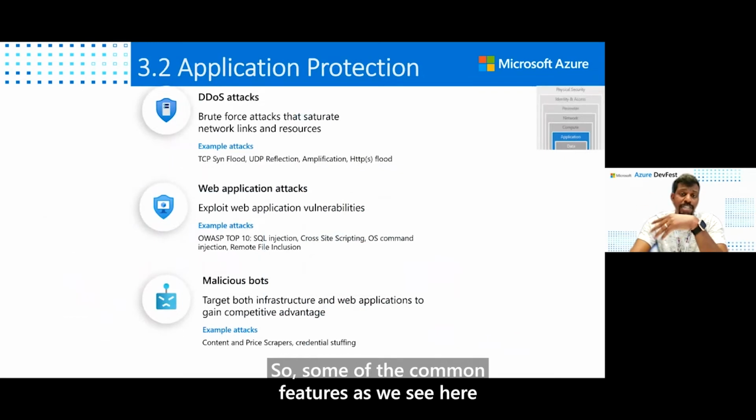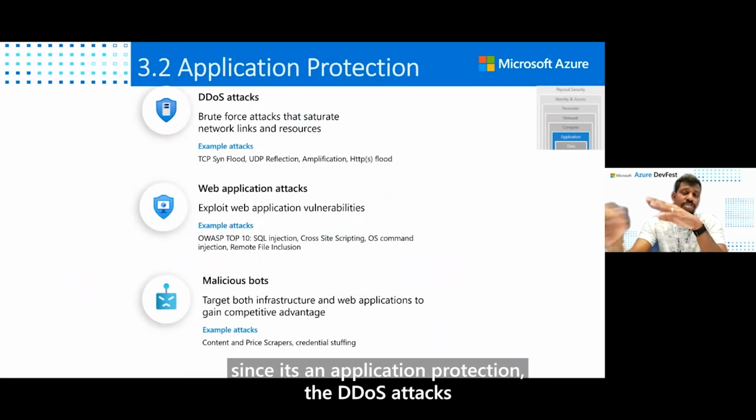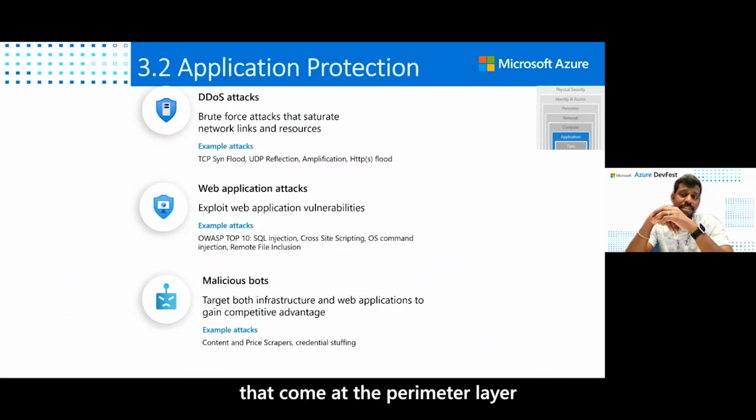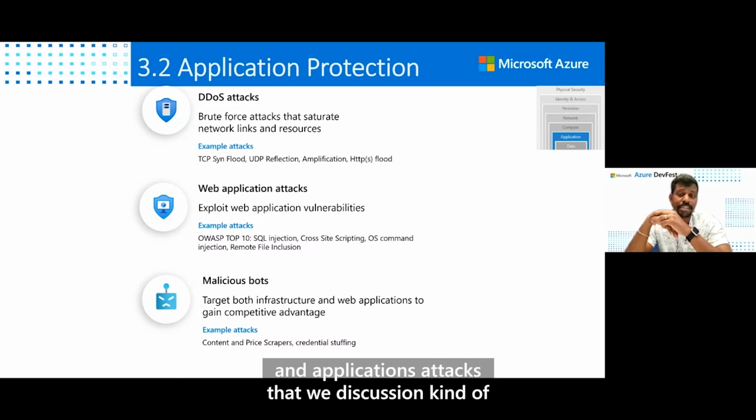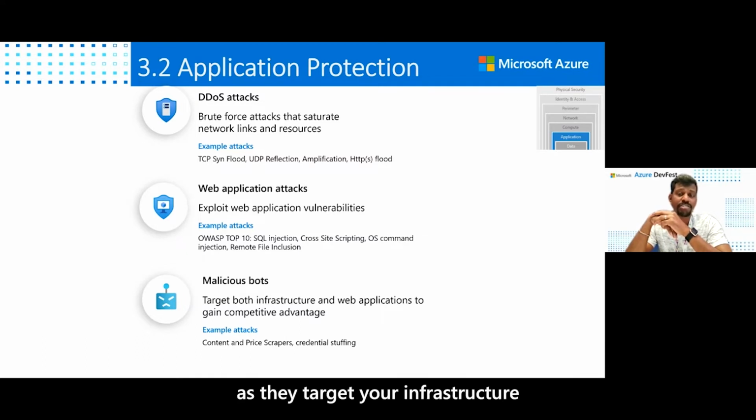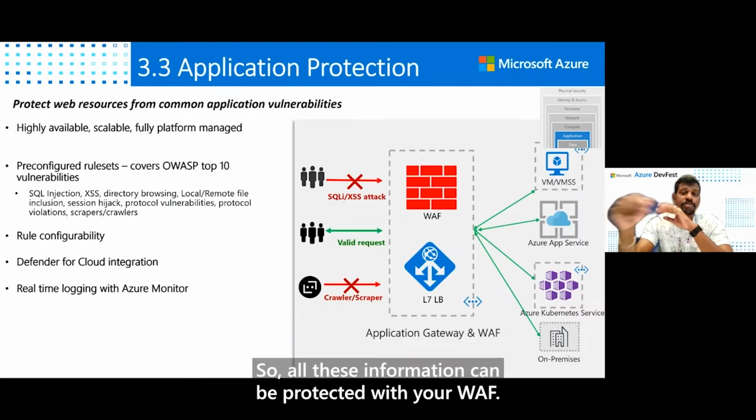Some of the common features we see are application protection, including DDoS attacks, which of course can come from the perimeter layer, and the application attacks we have discussed, such as cross-site vulnerabilities. And miscellaneous bots are quite common nowadays. They target your infrastructure as well as your web application to gain access to your data and information. All of this can be protected with your WAF.